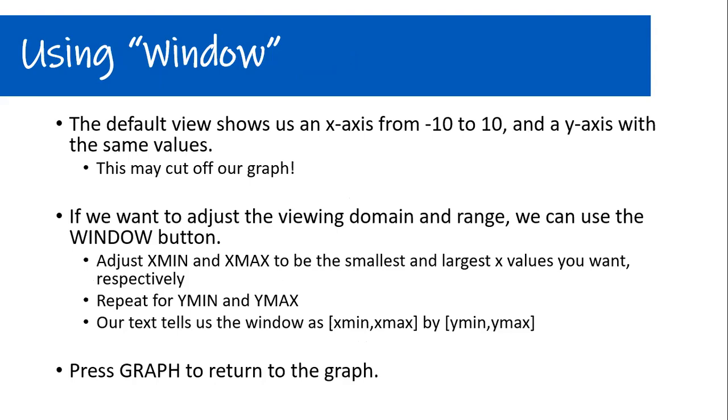Luckily, the window function gives us a really fast way to adjust this. You can press window and you can adjust your X-min and X-max to be your whole X-axis where you want to see. And you do the same thing for Y-min and Y-max. Some important notation for your textbook. When it gives the notation in square brackets X-min, X-max by Y-min, Y-max, that's what it's wanting you to do, is change that window. Okay, so it gives that to you in bracket by bracket. When you press graph, you'll return to the graph.